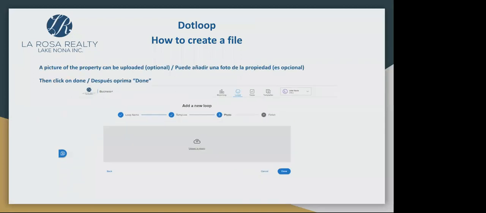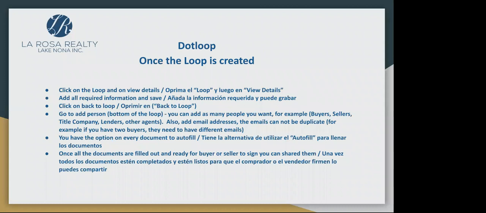Okay, then you hit continue. Then you upload a photo of the property that you're selling, listing, whatever. So you're just going to upload a photo of the property only. Then you're going to click on the loop and on view details.